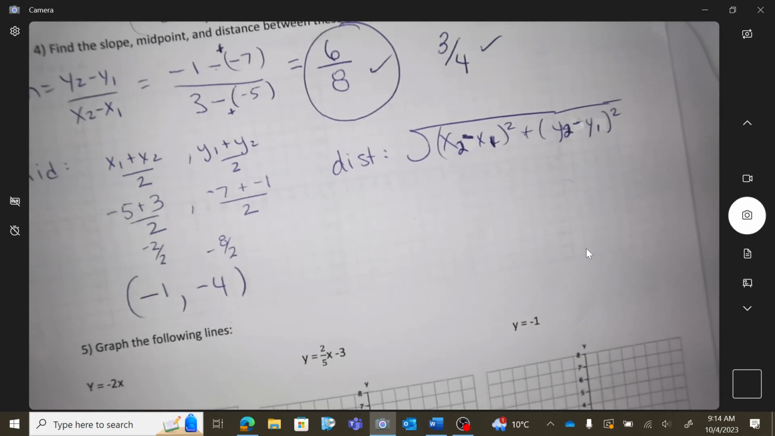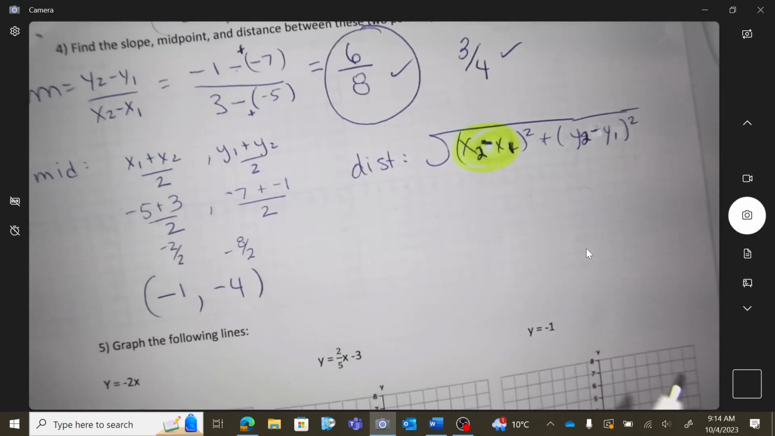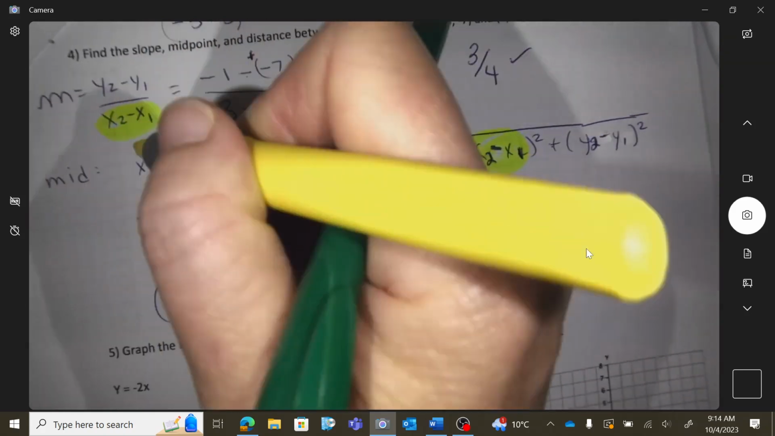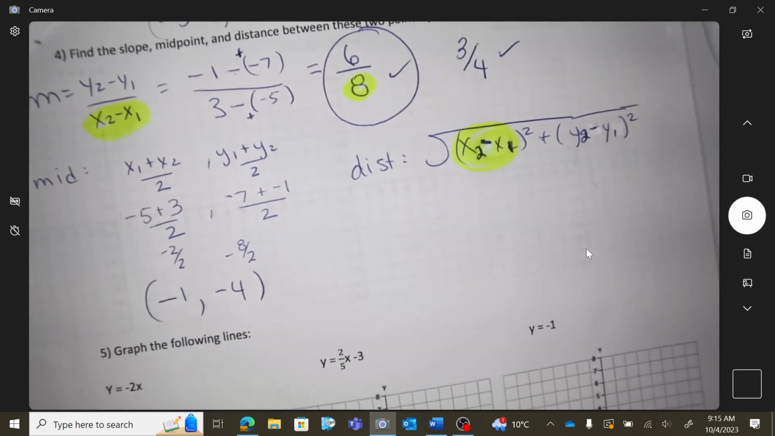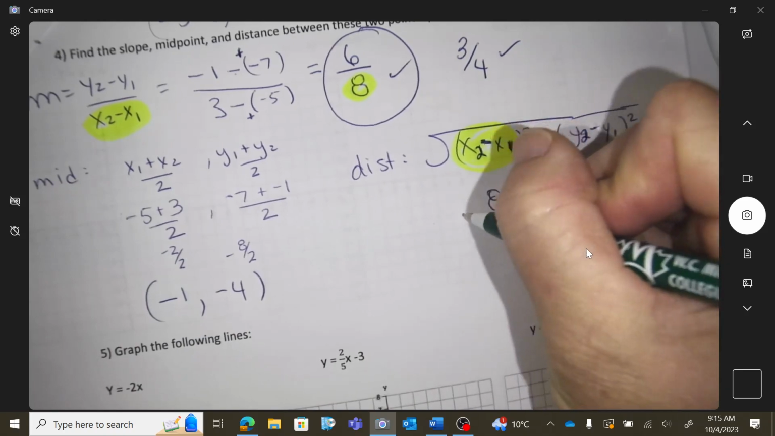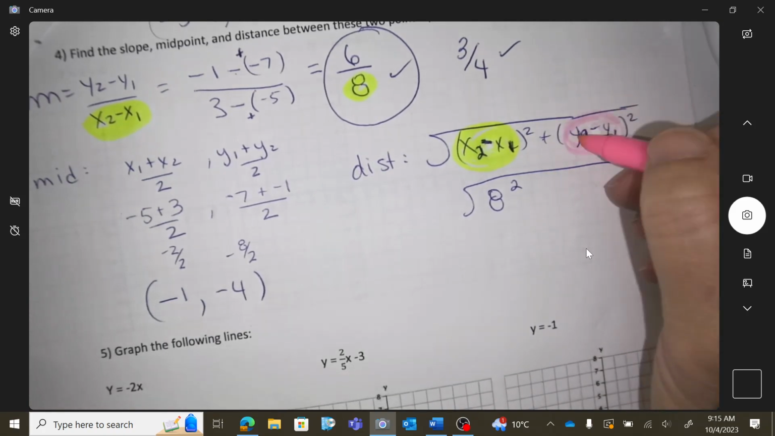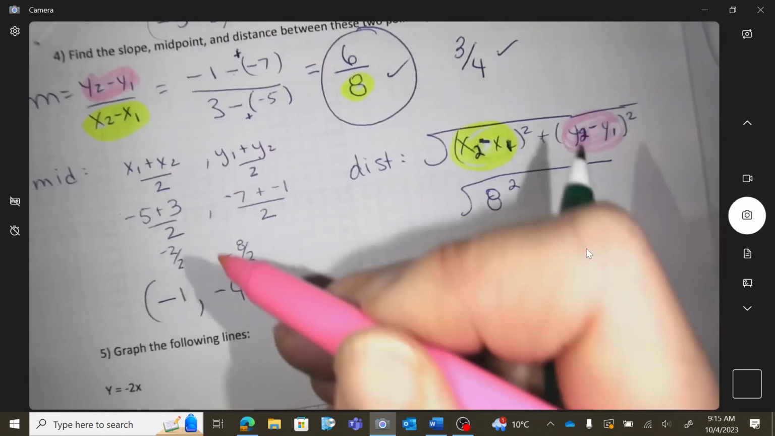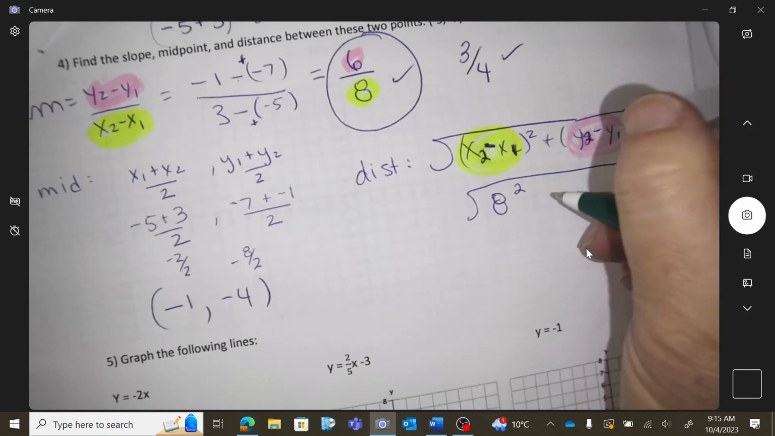Okay, formula sheet, this is what it would look like. X2 minus X1, guess what? Boom, I already did that. So I'm just going to put 8. And then y2 minus y1, well, I already did that as well. So I'm going to replace that with a 6.